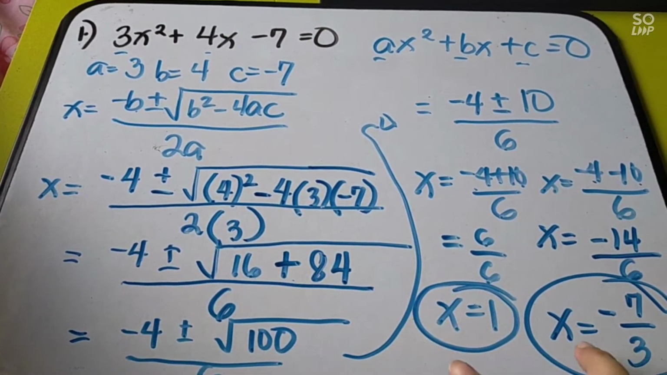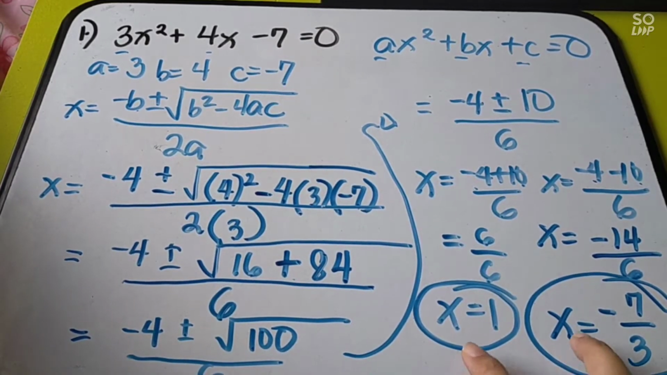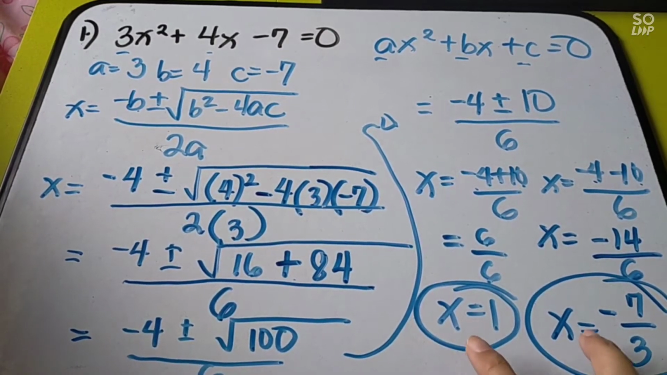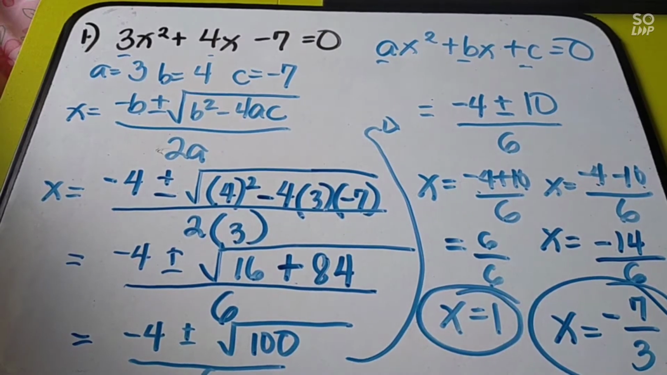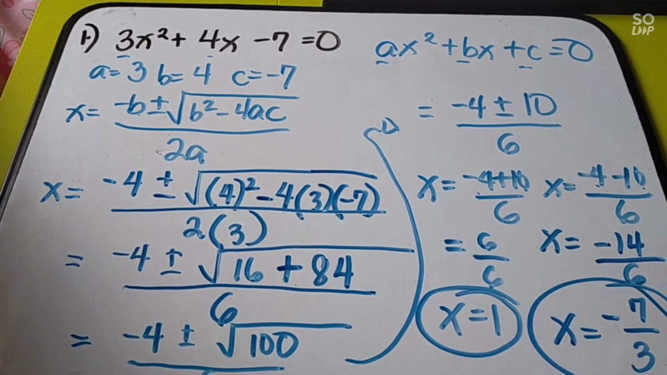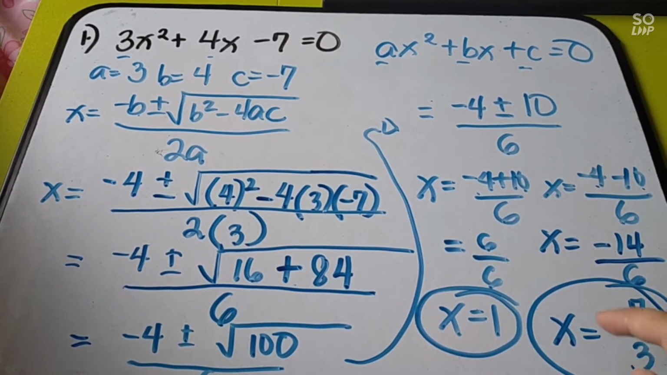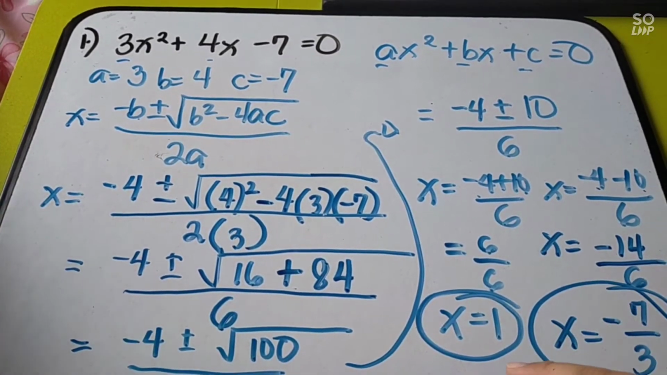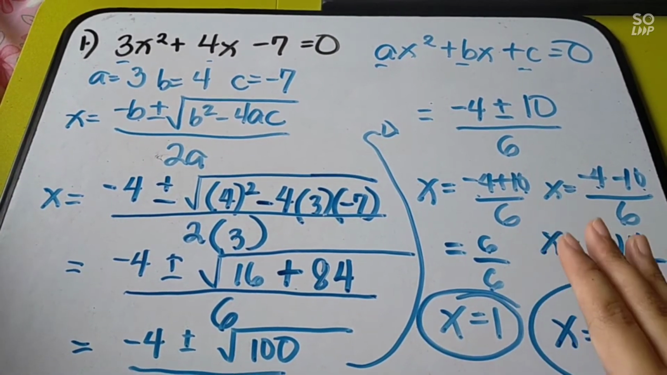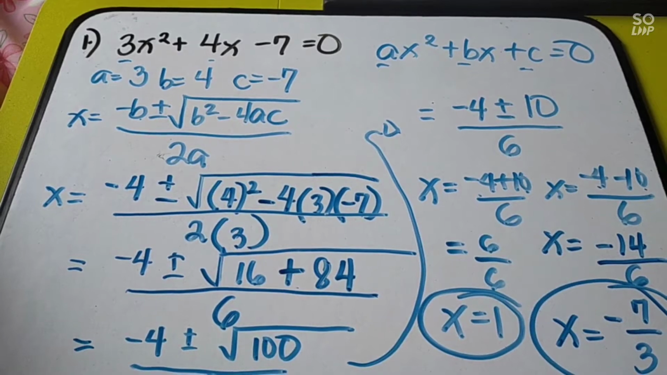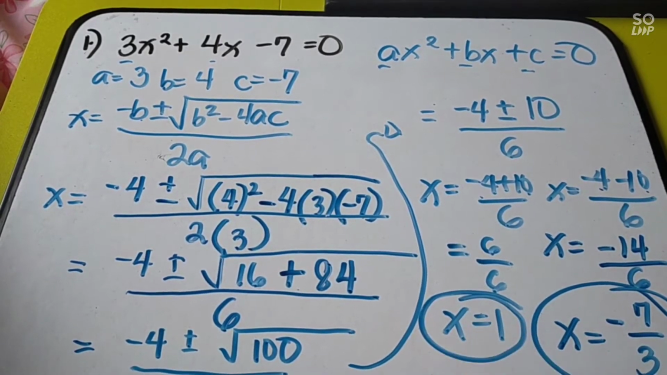Since ang lumabas dito ay whole number at saka fraction, pwede mo siyang gamitan ng factoring. Pero kung siya ay may square root or something, may imaginary numbers, talagang ang gagamitin mo dito is quadratic formula or completing the square. Alright? So, yun yung palatandaan doon.